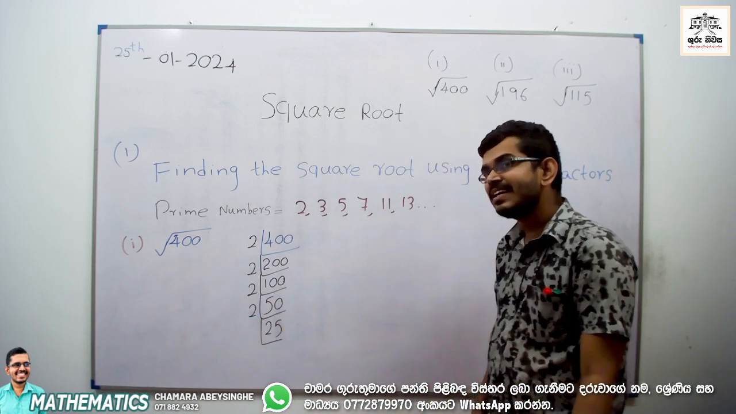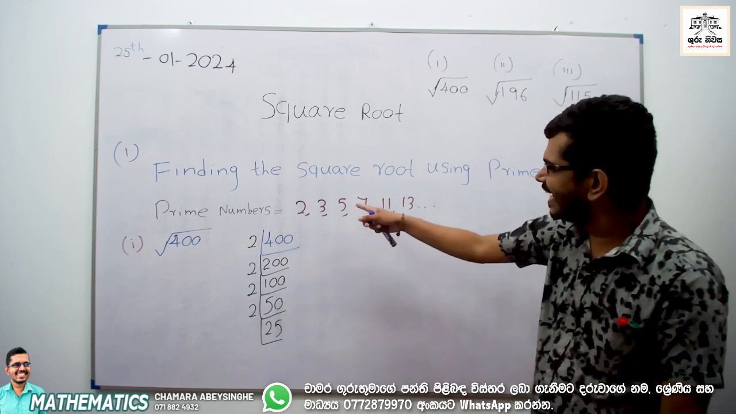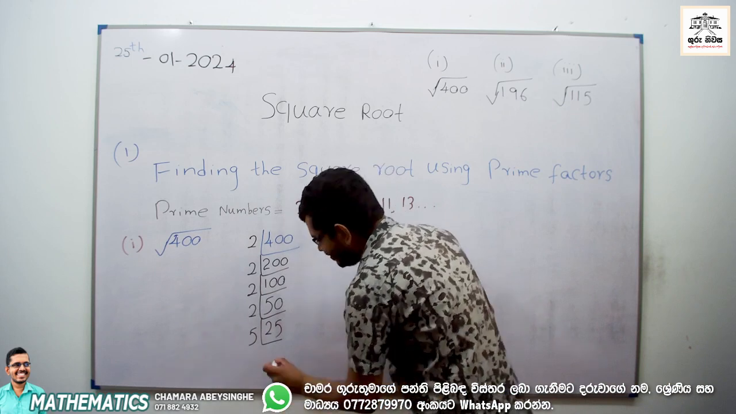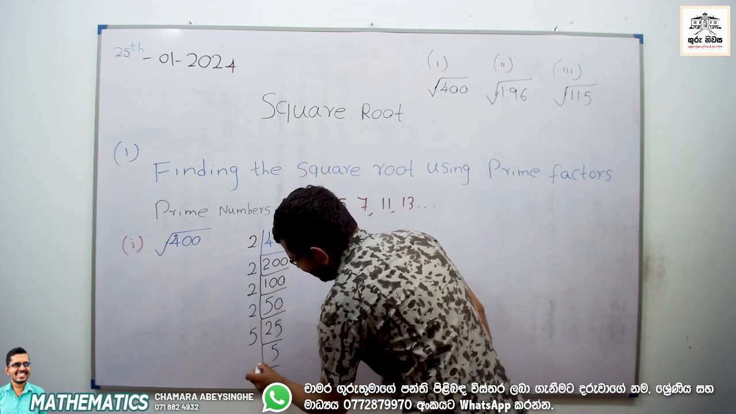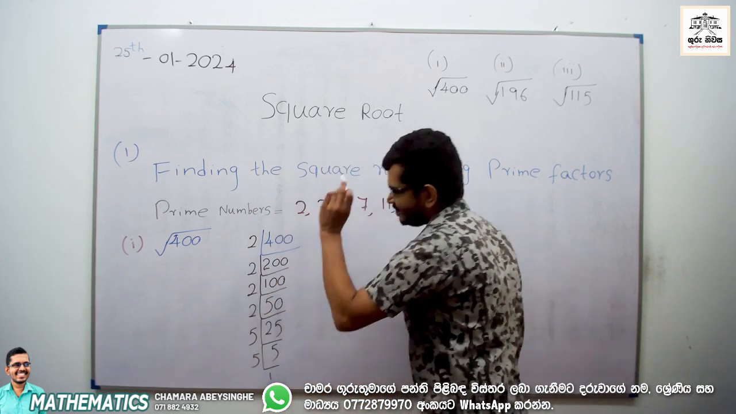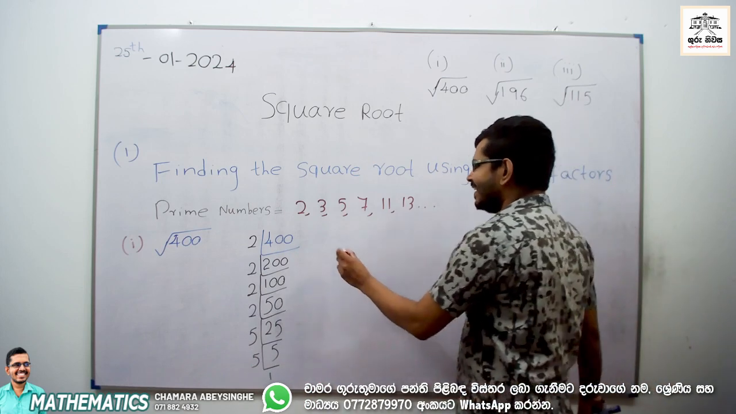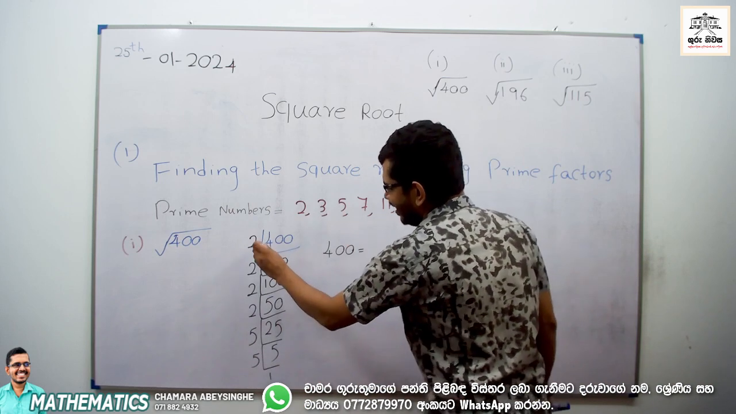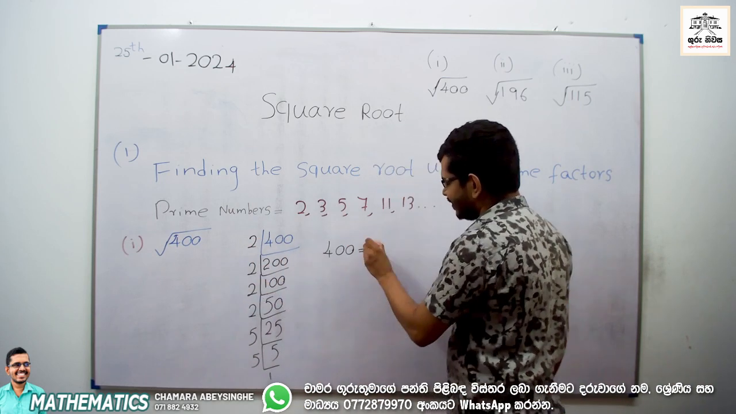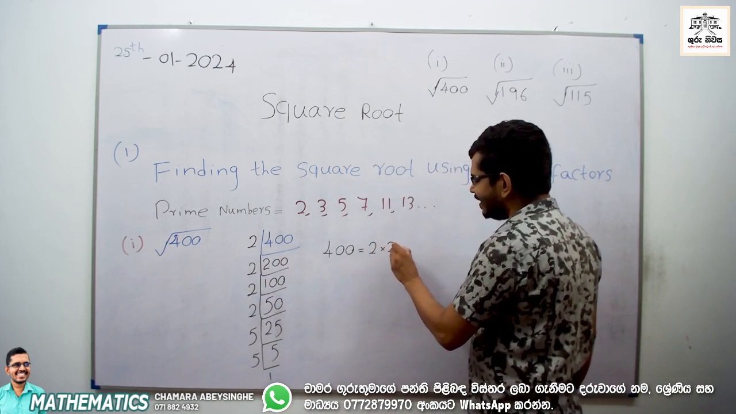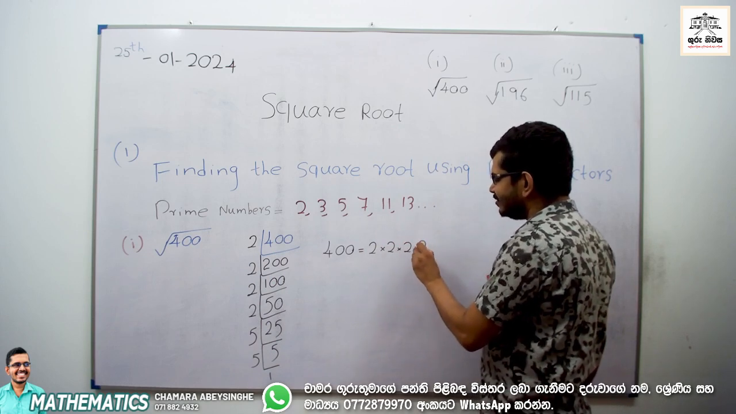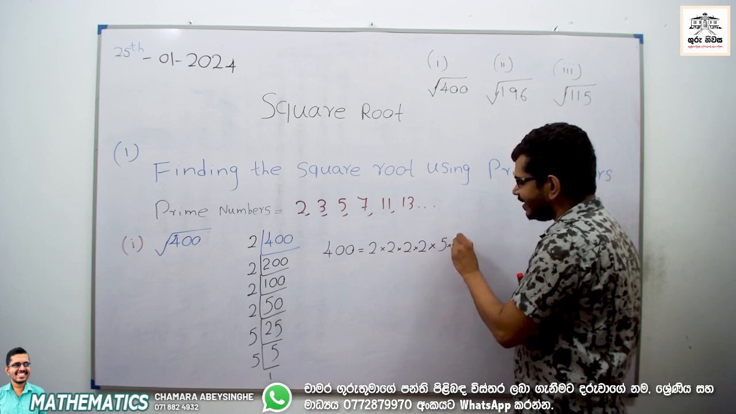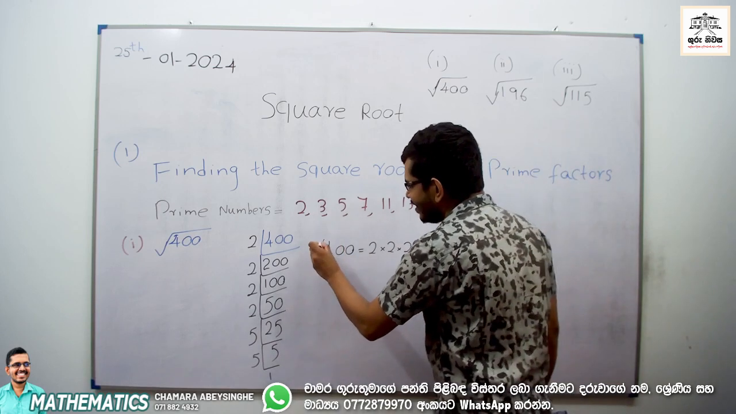25 can't be divided by 2. We can use 5. 25 divided by 5 is 5. 5 divided by 5 is 1. Now we can write it as a product of the prime numbers: 2 multiply 2 multiply 2 multiply 2, multiply 5 multiply 5. And put the square root mark.